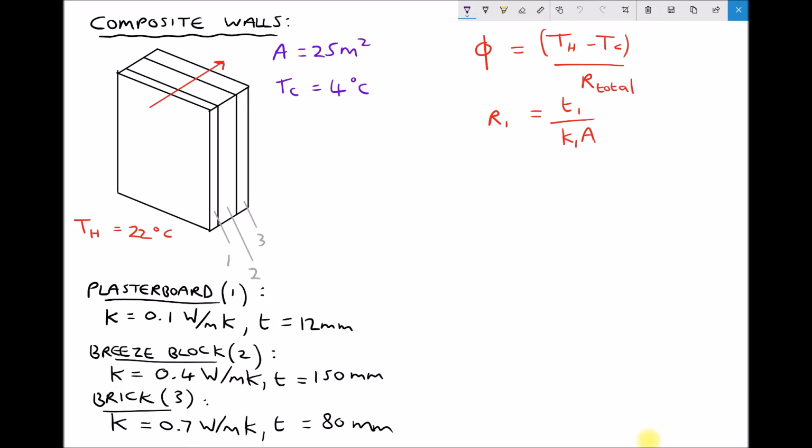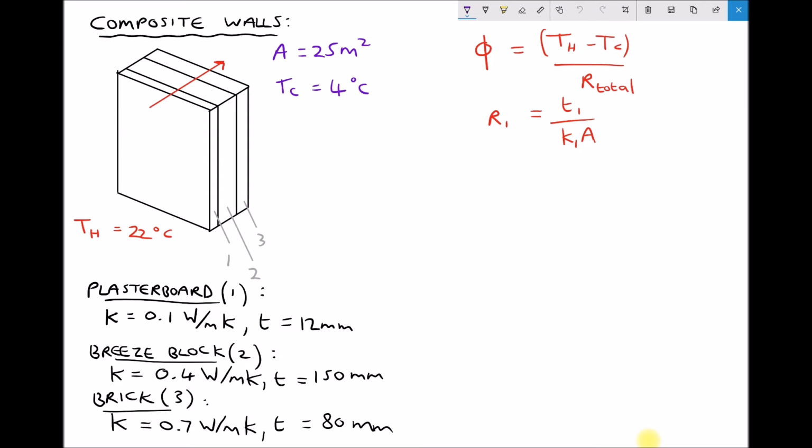Over on the right-hand side, we have the formulas that we need to use. The top formula there is for the rate of heat transfer, and we have the hot temperature minus the cold temperature divided by something called the total thermal resistance. Now, when we approach these problems, we need to calculate the thermal resistance for each layer. So we have a formula for that. It's the thickness divided by the thermal conductivity times the area.